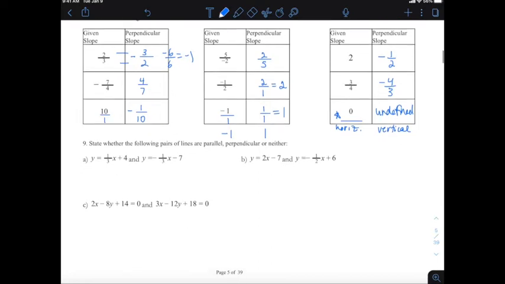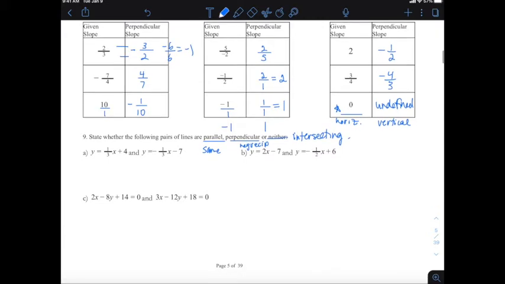So now we're just going to do a couple of simple examples on whether or not the following pairs of lines are parallel, perpendicular, or either. If they're parallel, they're the same. Perpendicular, they're negative reciprocals. And if they're not either of these, then they're neither. We can even call this just plain old intersecting.